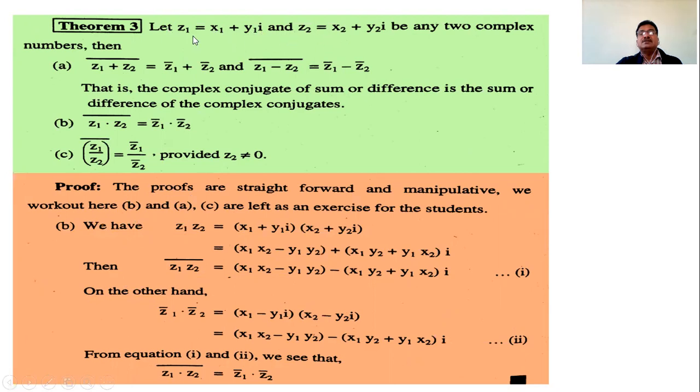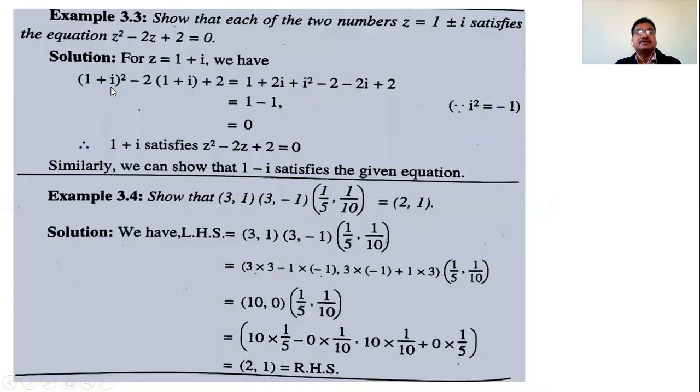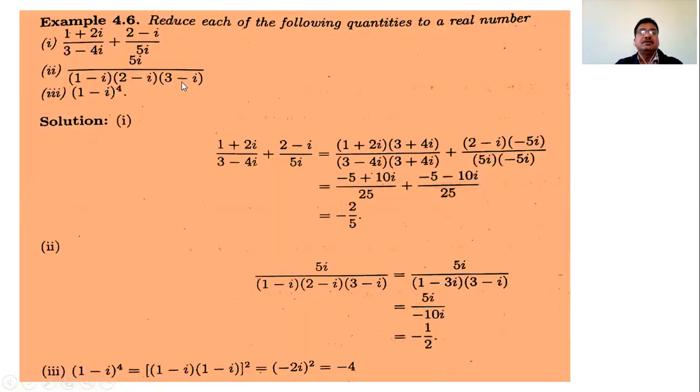And its conjugate is what? x1 plus x2 minus (y1 plus y2)i. That is, we have the answer (x1 minus iy1) plus (x2 minus iy2), and that is z1 bar plus z2 bar. That is, first find z1 plus z2. z1 plus z2 is this.